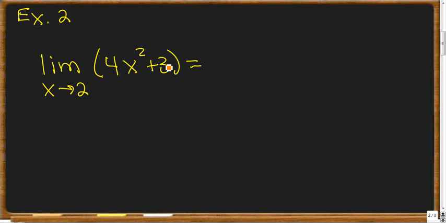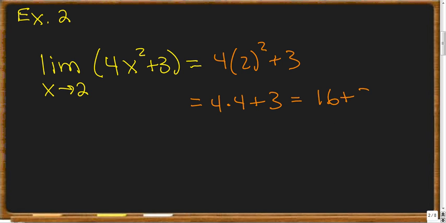So let's make it a little more complicated. If I'm looking to find the limit of 4x squared plus 3 as x approaches 2, what I need to do is plug my number in. So I'm going to get 4 times 2 squared plus 3. That's going to be 4 times 4 plus 3, which is going to be 16 plus 3, or simply 19. We get an answer of 19. That's our limit. We are done.